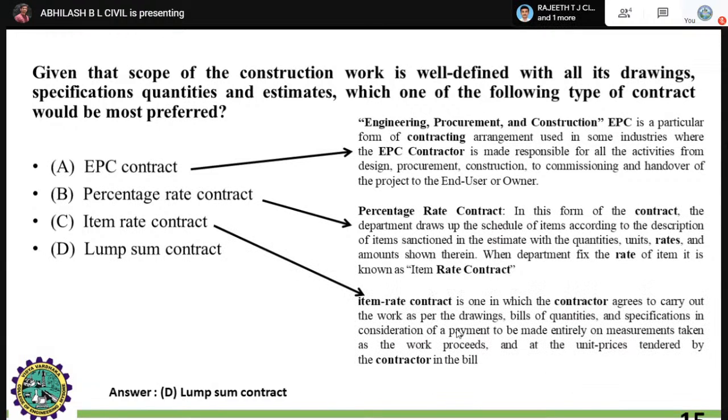Next is the item rate contract. The definition goes like this: it is one in which the contractor agrees to carry out the work as per the drawings, bill of quantities, which I told you regarding the BOQs, and the specification, in consideration of payment to be made entirely on the measurement taken as the work proceeds and at the unit prices tendered by the contractor in the particular bill, where the DPR matters a lot in such types of item rate contracts.